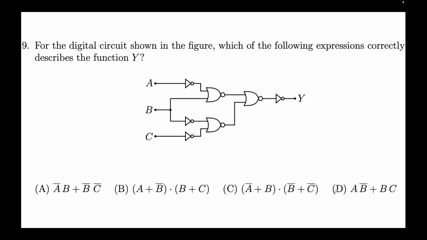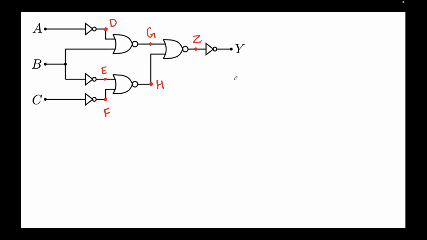In a similar flavor, we have one more problem. For the digital circuit shown in the figure, each of the following expressions correctly describes the function Y. The form remains the same essentially, and our approach will also remain the same. This is the circuit that I have drawn. Here again, I have first labeled all the nodes that we require. Let's quickly write the values of all the nodes which we can. D is nothing but a NOT gate. So as a first step, let me write the first step here.